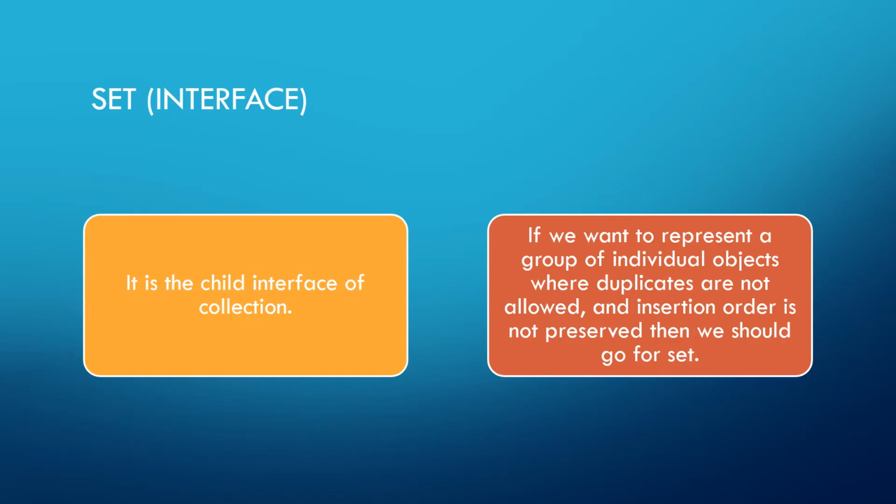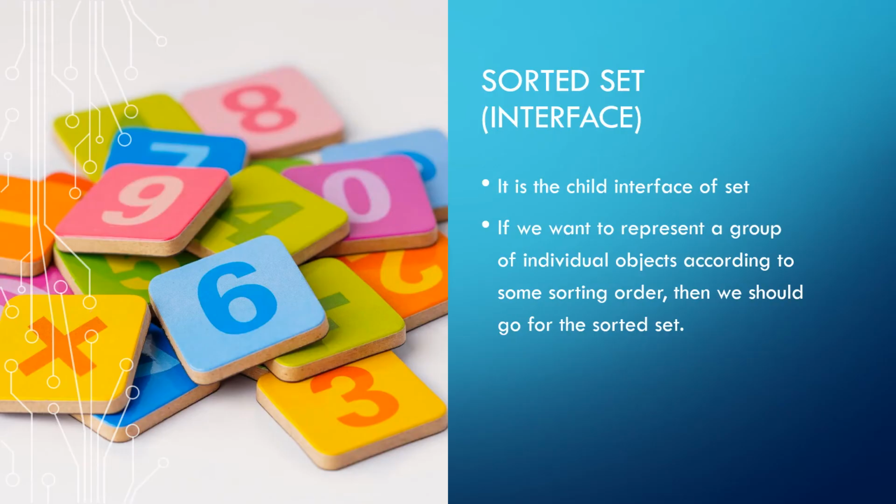Set interface. It is a child interface of collection. If you want to represent a group of individual objects where duplicates are not allowed and insertion order is not preserved, then we should go for a set. A list has the property that duplicates are allowed and insertion order is preserved, but in a set insertion order is not preserved and duplicates are not allowed.